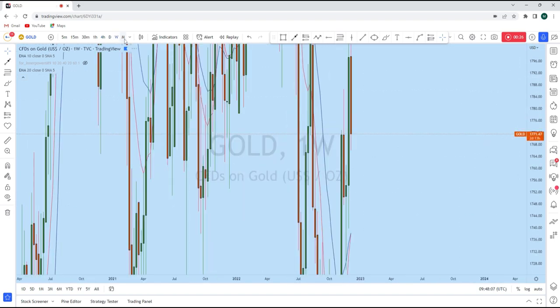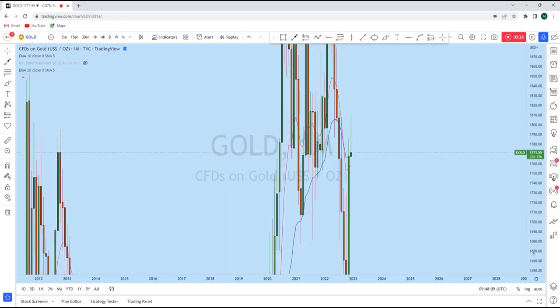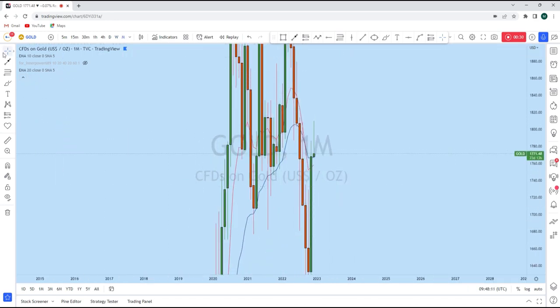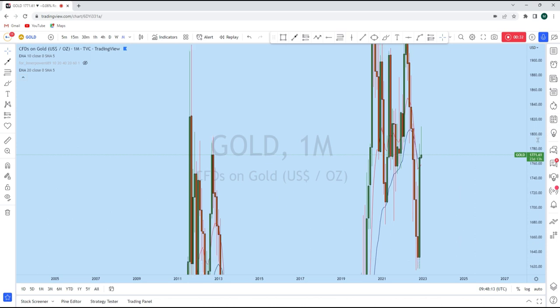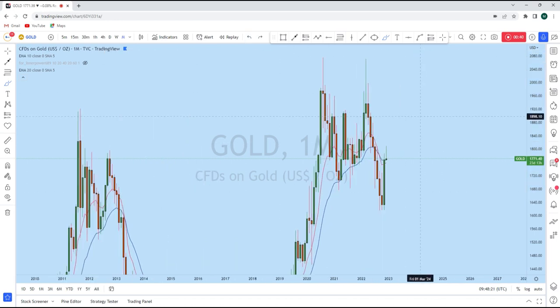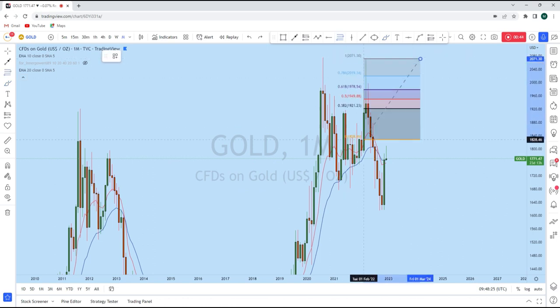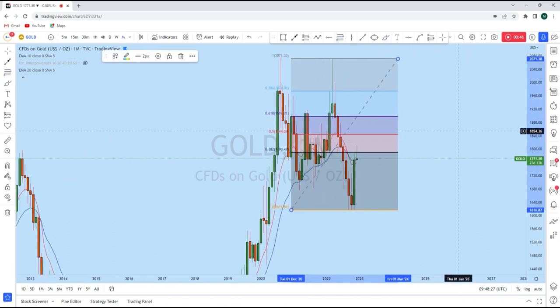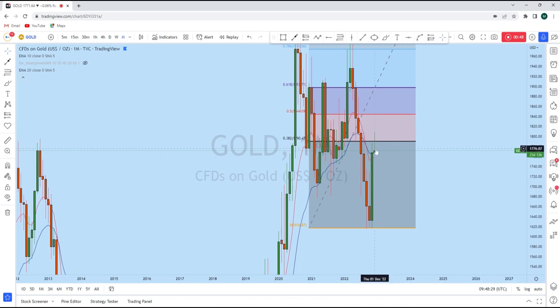First, let's look at monthly. What we see from the monthly perspective is that gold is long term bearish. Starting from here, we have seen this big impulse on the monthly perspective, followed by this correction. Now, to see the Fibonacci levels, if we place our Fibonacci from the start of this impulse to the end of the move, we see that gold in the first month of retracement retraced up to the 38.2% Fibonacci level, and then closed again.